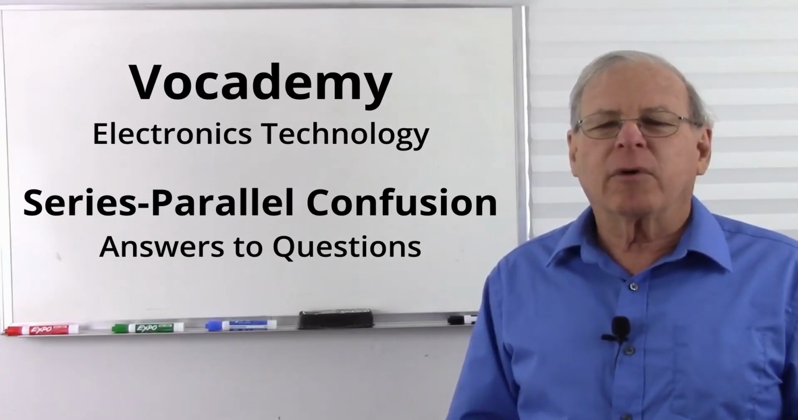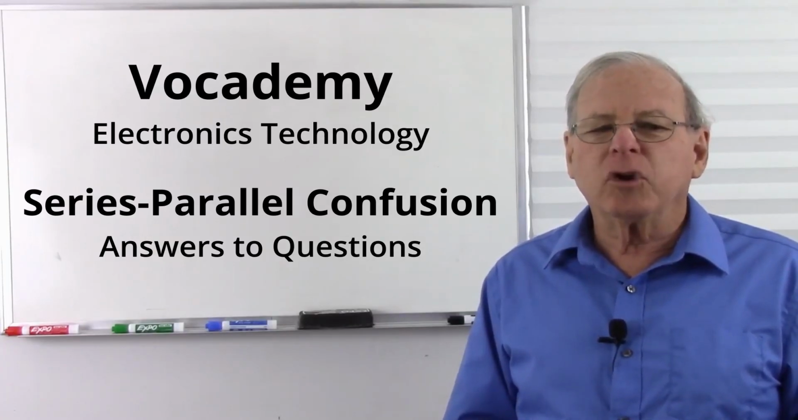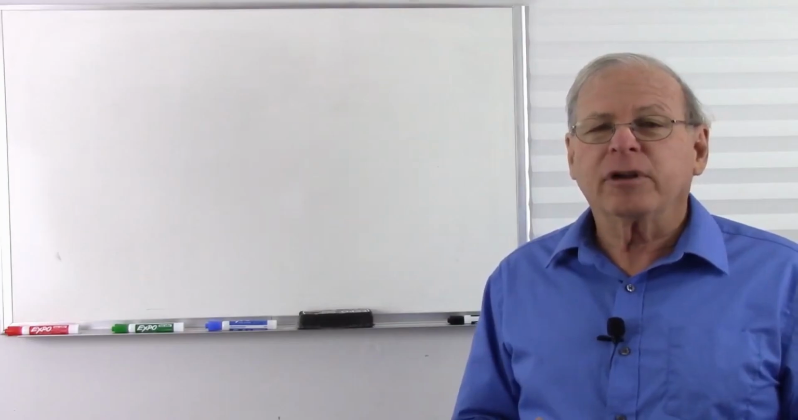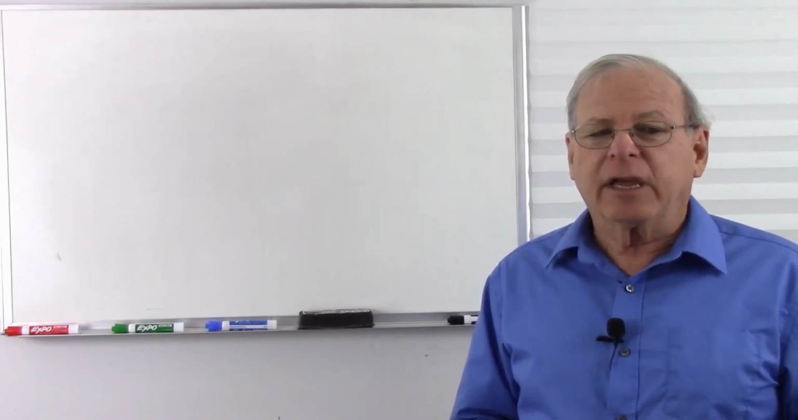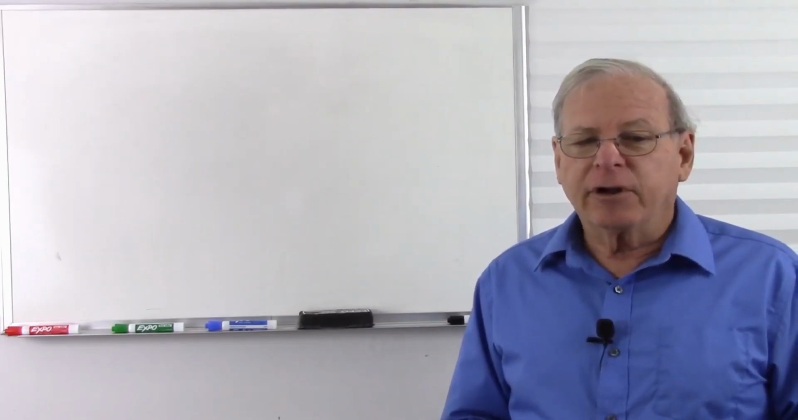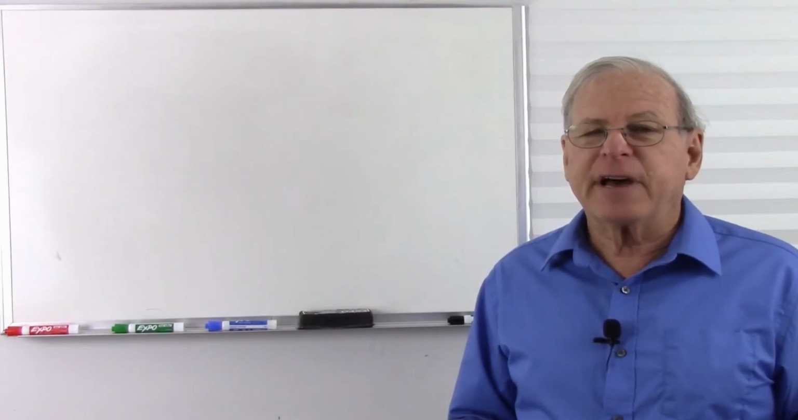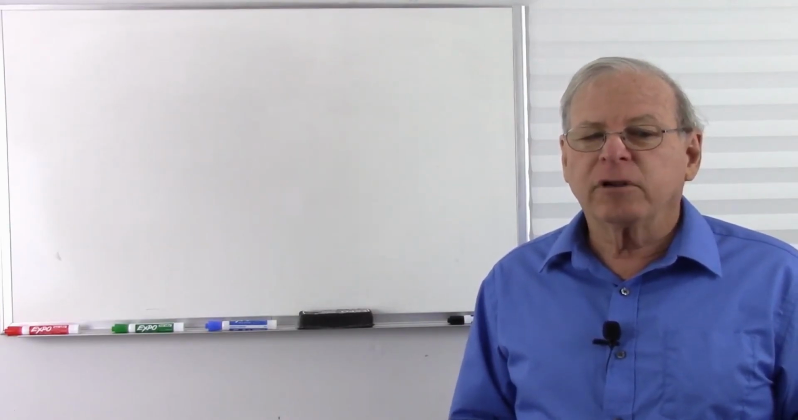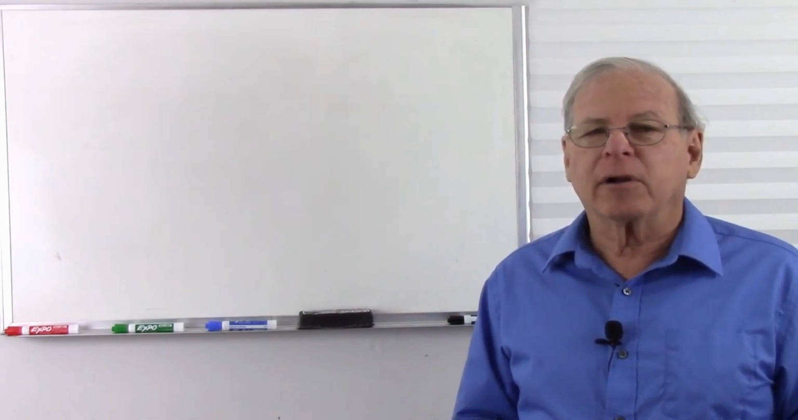Today I'm going to answer a question from a student who goes by the name of Nova Storm. The question on the video on What is Ground is, this is very counterintuitive. Why are you coming up with different values for V? Isn't voltage the same across all points in a parallel circuit?